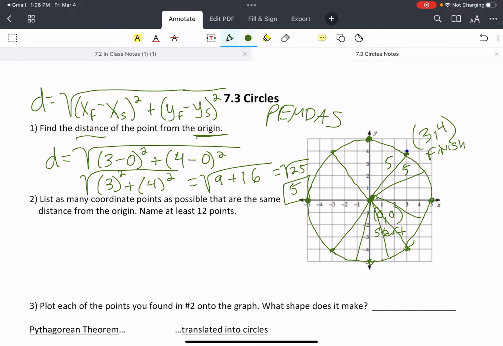Try number 4. You'll do your left point as start and your right point as finish. Okay? So this will be your start point. This will be your finish. So my X start is 1, my X finish is 4. So 4 minus 1.